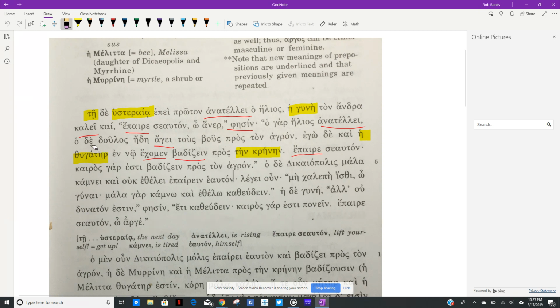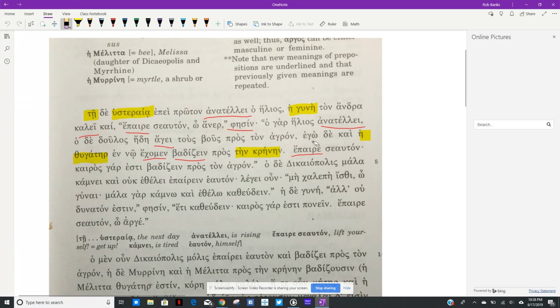Okay, now we go to the next thing. Ho doulos ede age. So the slave, ede, already, age is leading. Receiving the action, the accusative, tous bous, the oxen. He's leading the oxen. Prepositional phrase, pros ton agron, to the field. So we're going to the next clause being linked here.